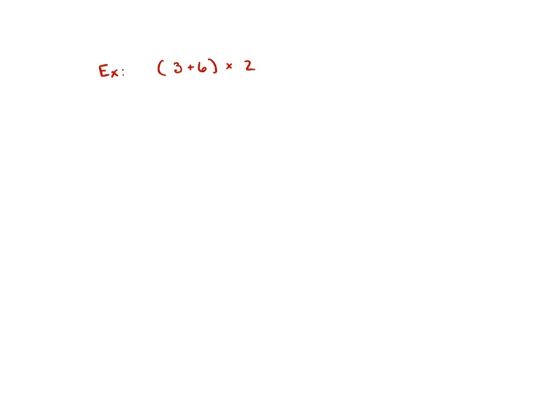Here we've got grouping symbols, the parentheses, so we have to do what's in there first. So that gives us 3 plus 6, 9, times 2, which is 18.